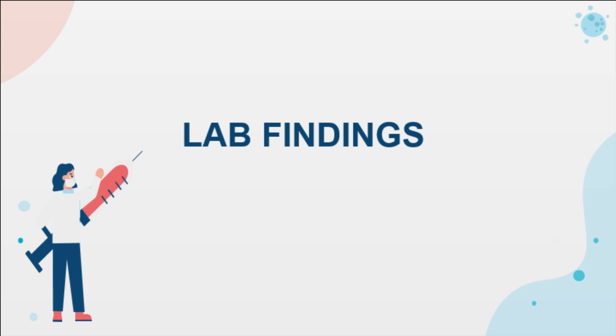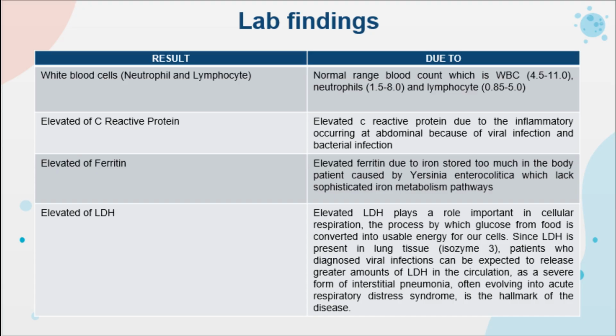Lab findings. Next are the lab findings. First, white blood cells, including neutrophils and lymphocytes, are still in the normal range of the blood count. Next, C-reactive protein is elevated due to inflammation occurring in the abdomen because of the viral infection and the bacterial infection. Furthermore, ferritin is elevated due to too much iron stored in the patient's body, caused by Yersinia enterocolitica, which lacks a sophisticated iron metabolism pathway.